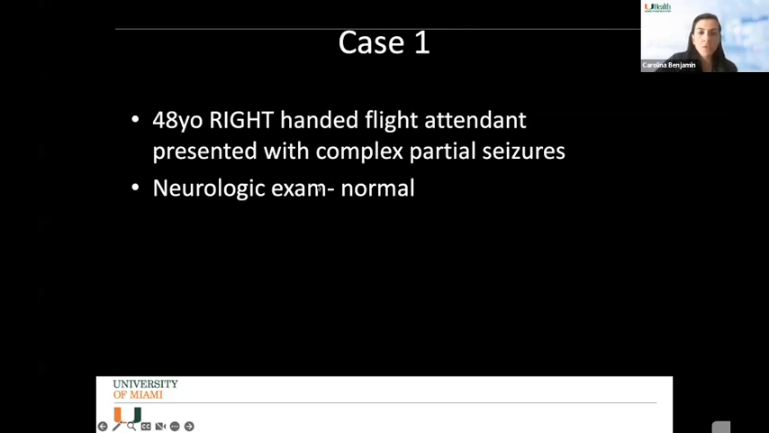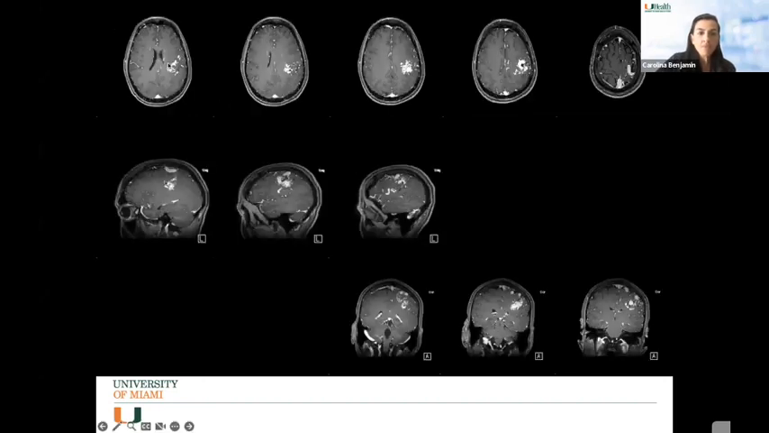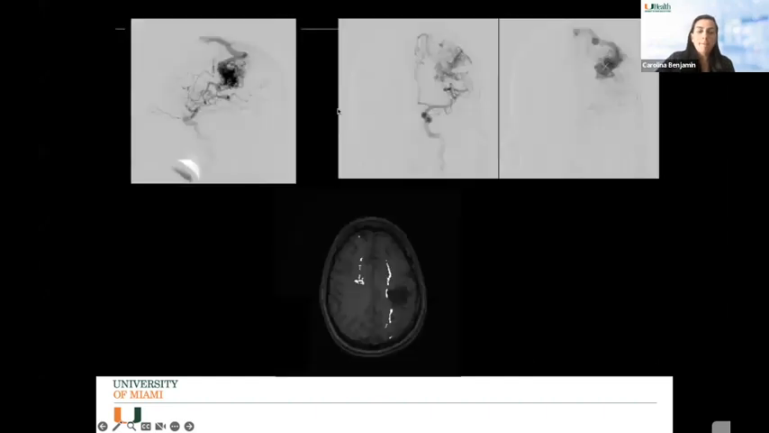This is a 48-year-old right-handed flight attendant. He presented with complex partial seizures and was found to have this AVM, as you see here. This AVM is a tricky one. While it's not tremendously large in volume, it's diffuse in its nidus. It has a little bit of a compact nidus here, but then you see a lot of hypervascularization and small vessels throughout. And here are the coronal images.